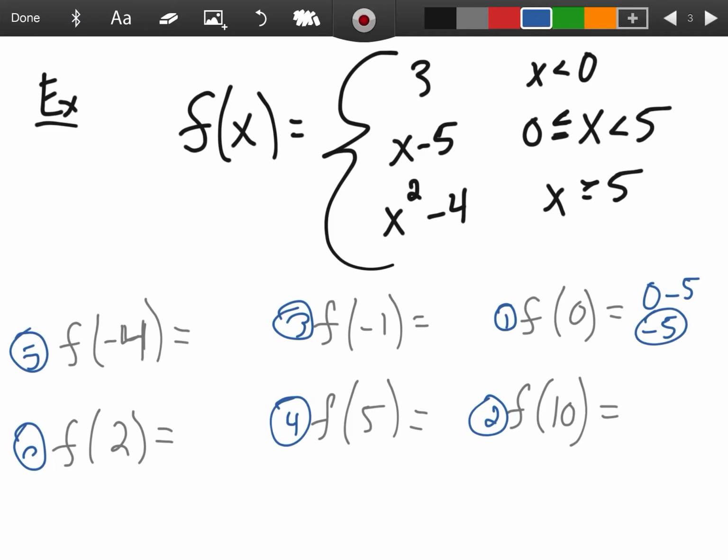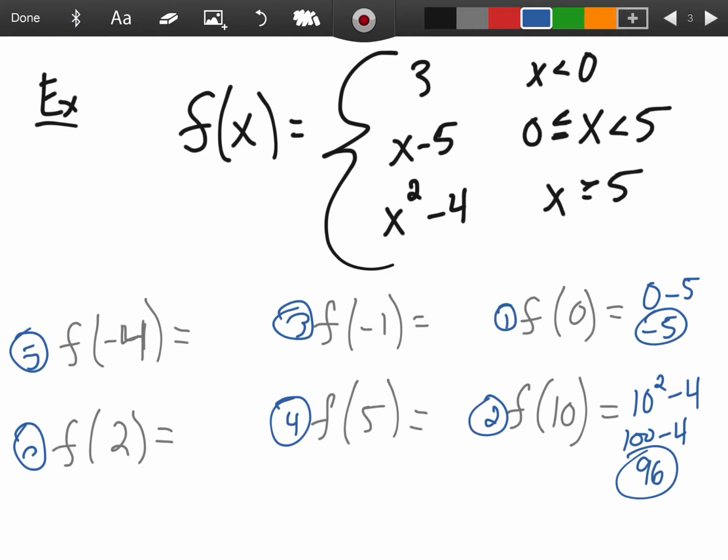All right, let's do f of 10 now. So 10 is our x value. What interval does it fall on? Well, it's greater than or equal to 5. So I'm going to plug it in here to x squared minus 4. So f of 10 is equal to 10 squared minus 4. That's 100 minus 4. That's 96. So f of 10 is equal to 96.